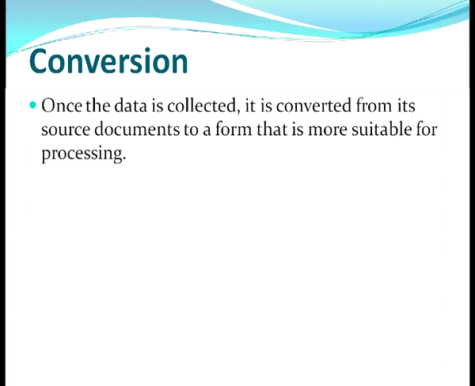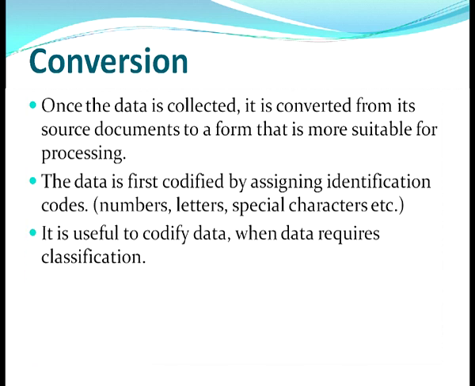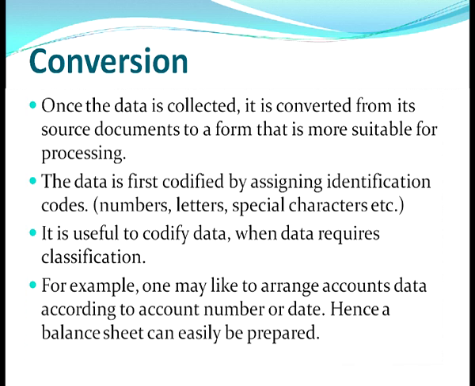Next category of data processing is conversion. It is converting the data that we have just collected into source documents to a form that is more suitable for processing. The data is first codified by assigning identification codes, for example, numbers, letters, special characters, etc. Thereafter, when it is useful to codify data, the data requires to be classified into various forms. For example, one may like to arrange accounts data according to the account number or date.